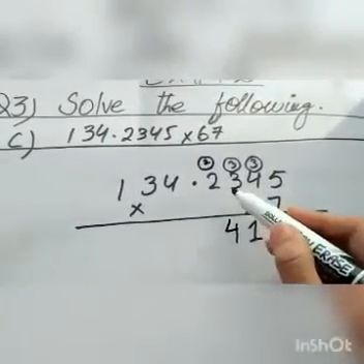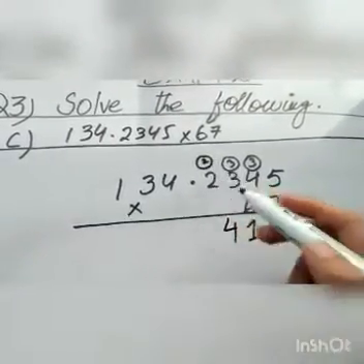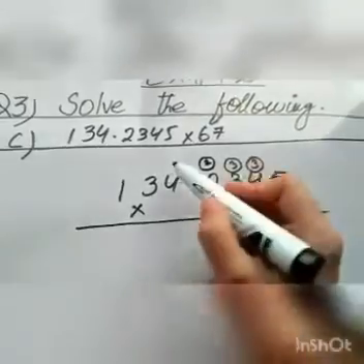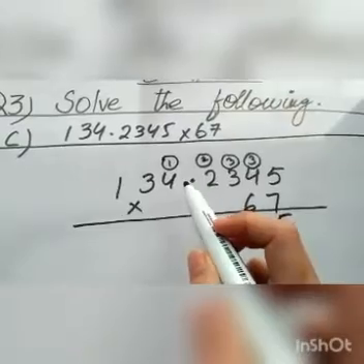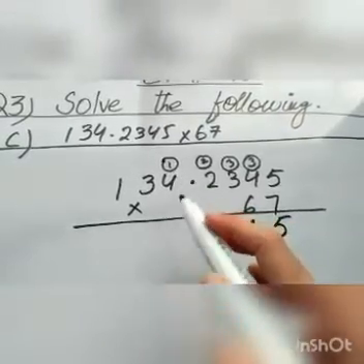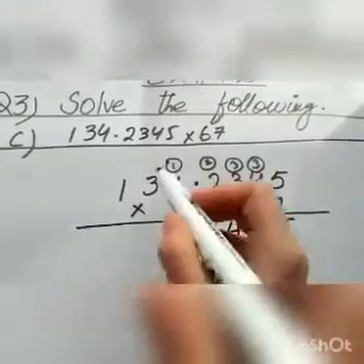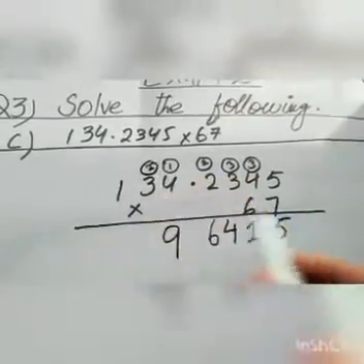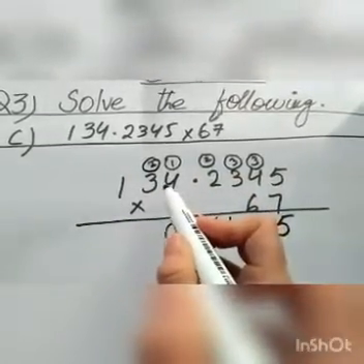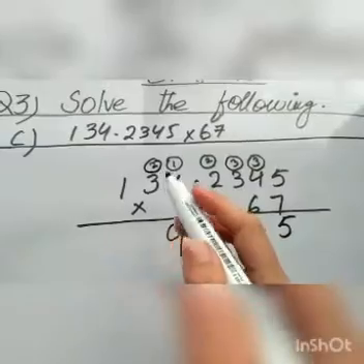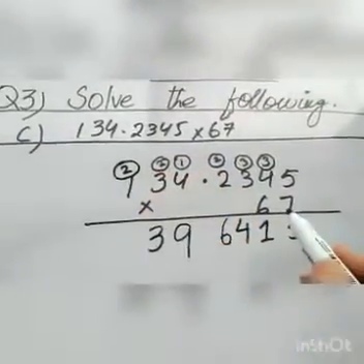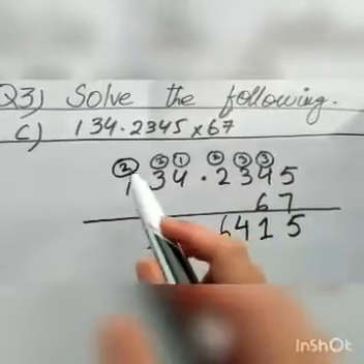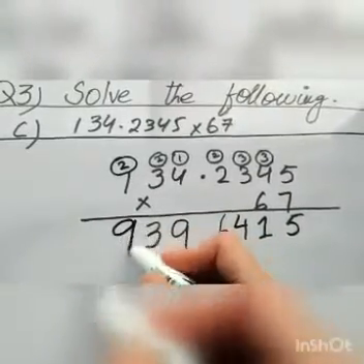7 2 times is equal to 14. 14 plus 2 is equal to 16. 1 carry over the next. 7 4 times is equal to 28. 28 plus 1 is equal to 29. 2 carry over the next. 7 3 times is equal to 21. 21 plus 2 is equal to 23. 2 carry over the next. 7 1 times is equal to 7 plus 2 is equal to 9.